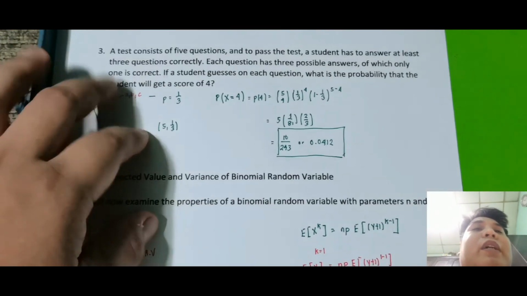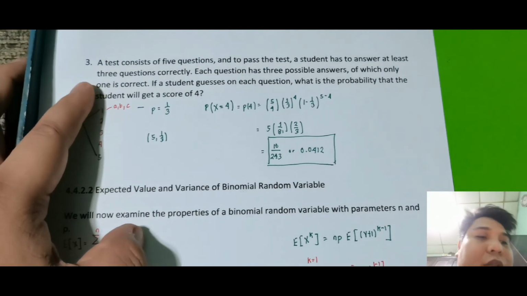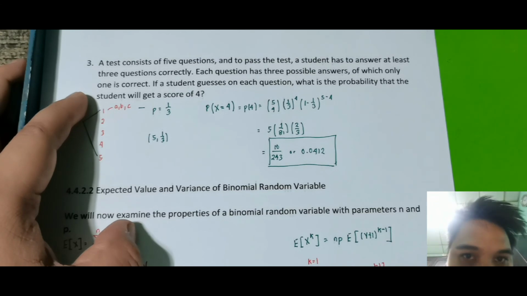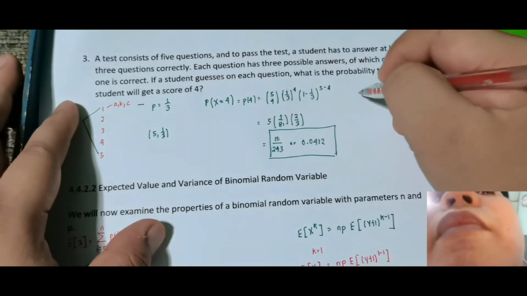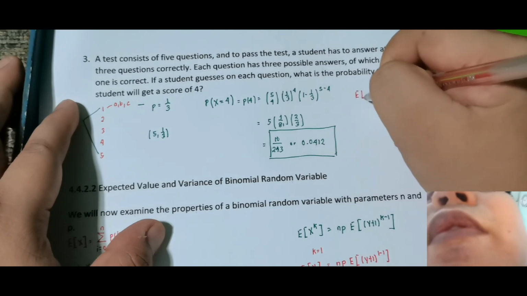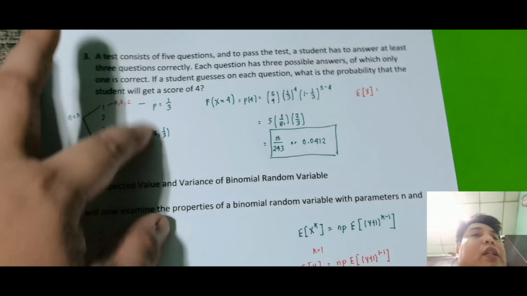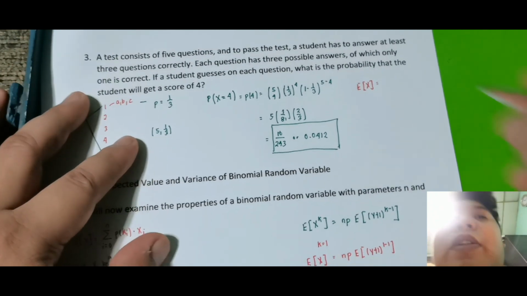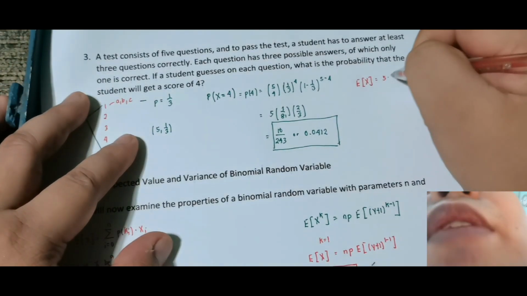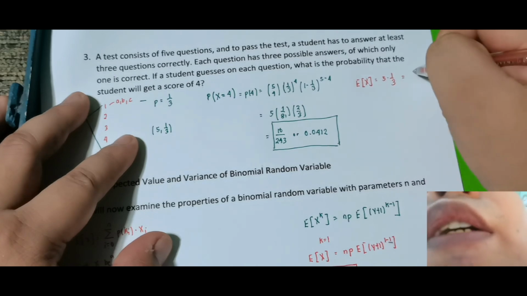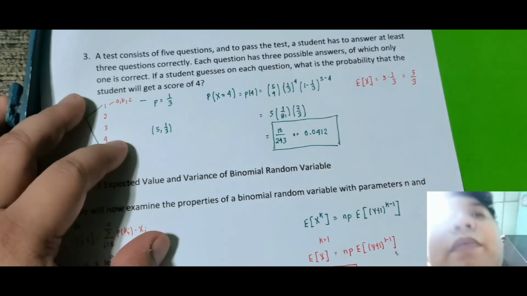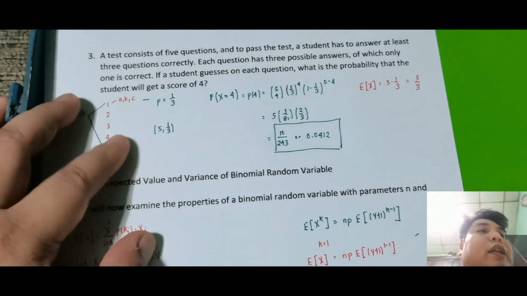So now, try natin gamitin. So for example, gusto kong kunin expected value nito. So assuming na ito ay x, so x naman yung hinanap. So kunin na expected value ng x dito. So expected value ng x dito is just equal sa probability times 5. So this is 5 times 1/3, which is equal sa 5/3. Okay, so ganun lang kasimple.